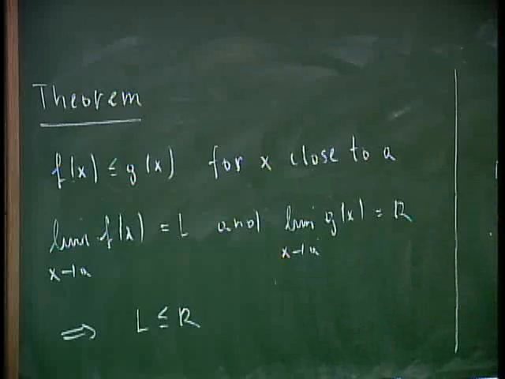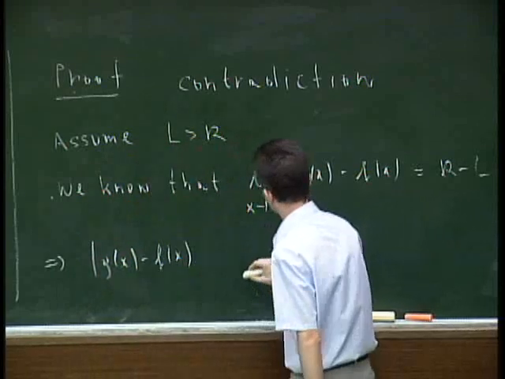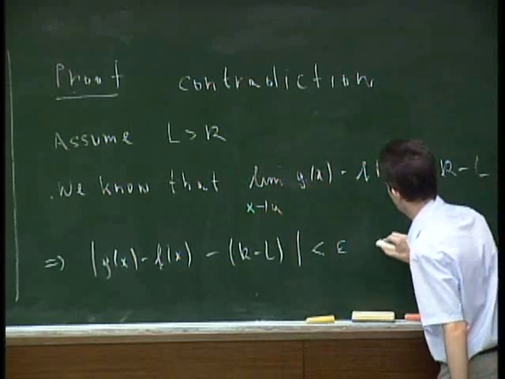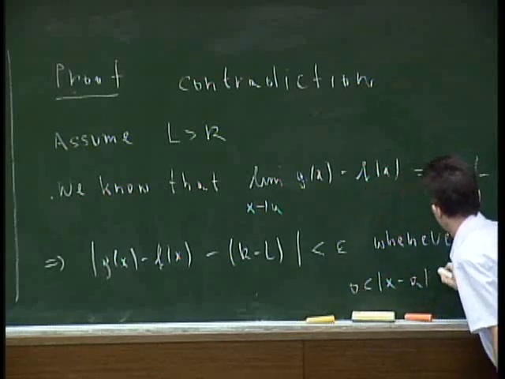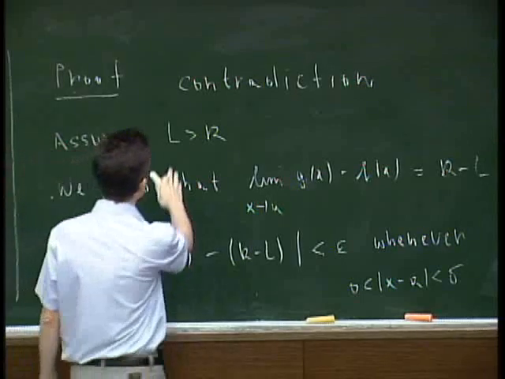Okay. Now, what does this mean? This means whenever I give you an epsilon, you can tell me a delta, such that if x is within a delta distance to a, the g of x minus f of x will be close to r minus L. Okay, so the absolute value of g of x minus f of x minus r minus L will be smaller than epsilon whenever x is sufficiently close to a. Okay. Now we choose a special epsilon.